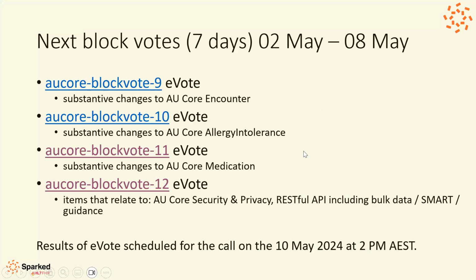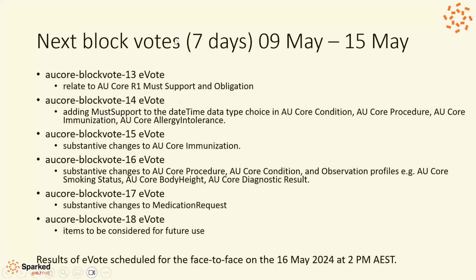So after this, there's still a set of issues to go through and work through. What's remaining, and this is very tentatively shaped here, is we're working through must support and obligation. That includes the AU Core definition of that, and also the query that has been raised around whether we should add must support to the date time data type. That's been raised on a number of profiles that instead of supporting some set of the data types, it should actually be must support only on date time. So that needs to be worked through.